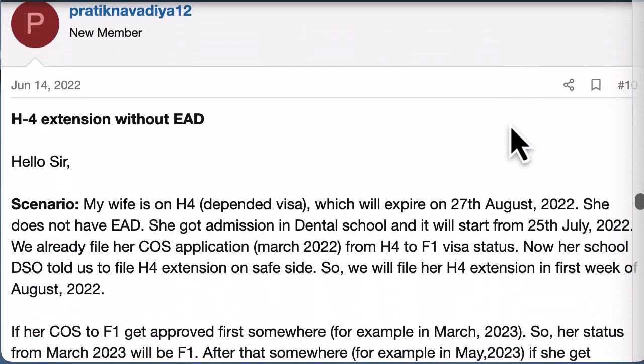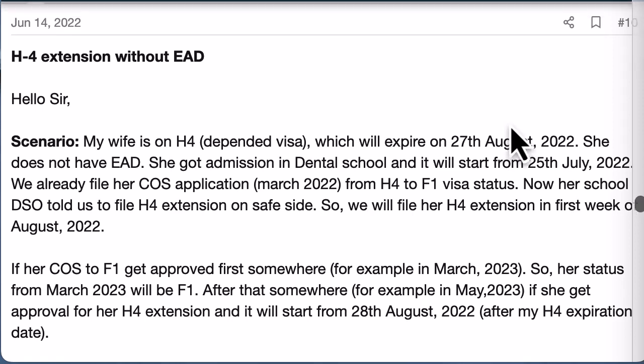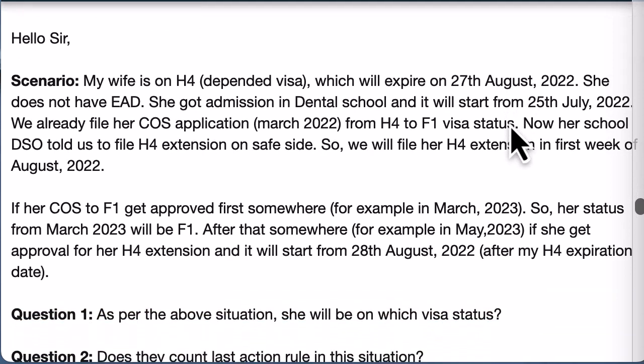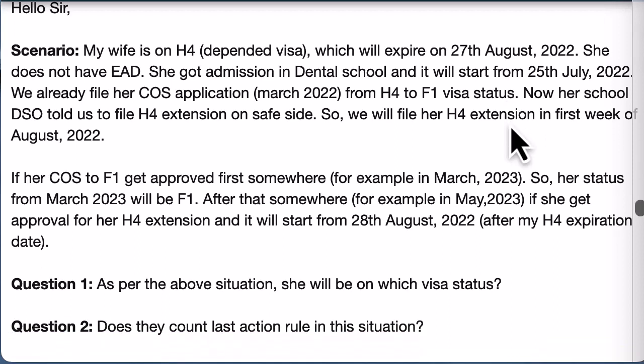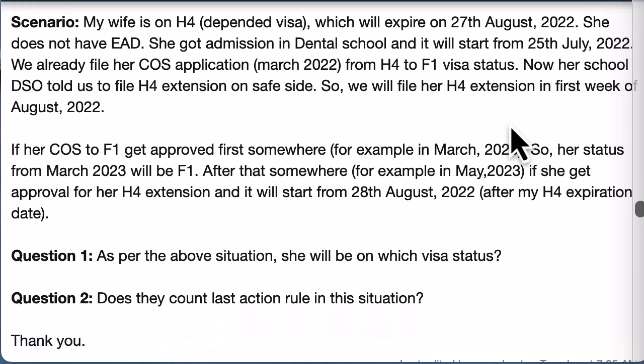Okay, then, H4 extension without EAD. My wife is on H4 dependent, which expires in August. She does not have an EAD. She got admission in dental school. We filed a change of status. The TSO told us to file the H4 extension to be on the safe side.